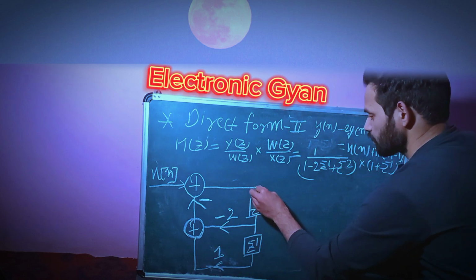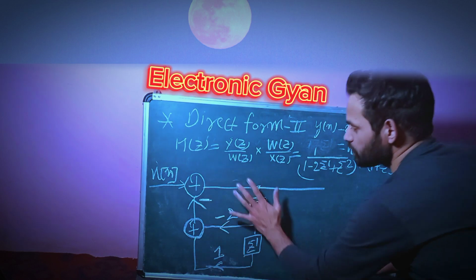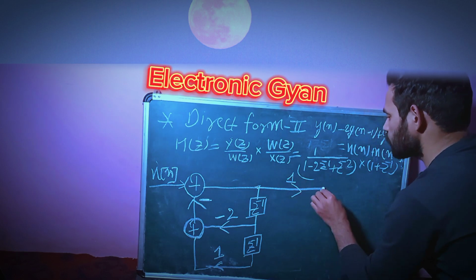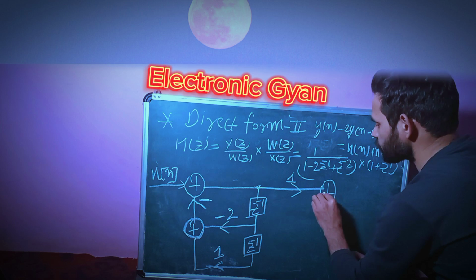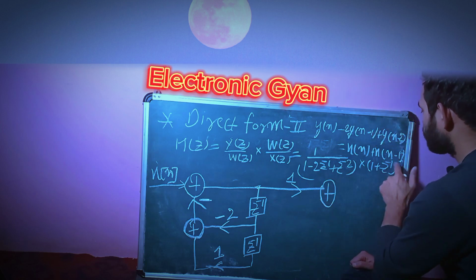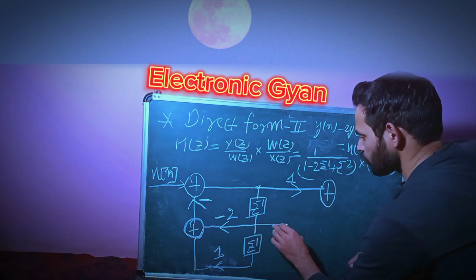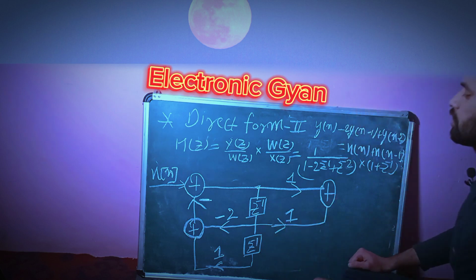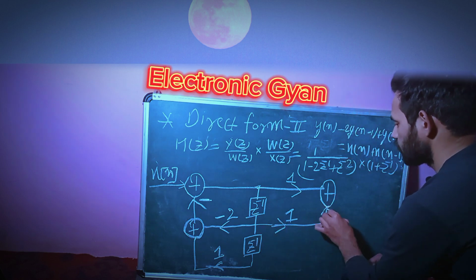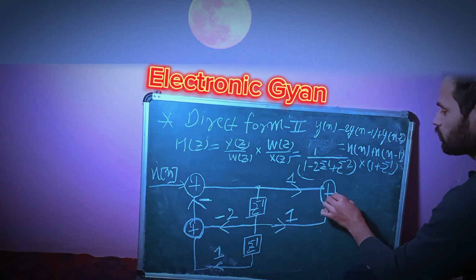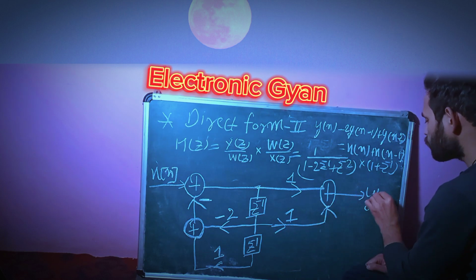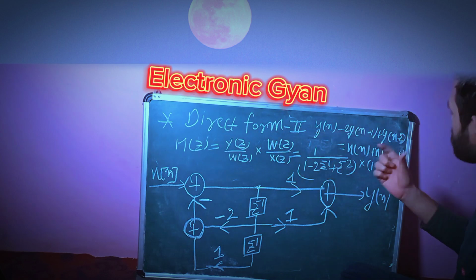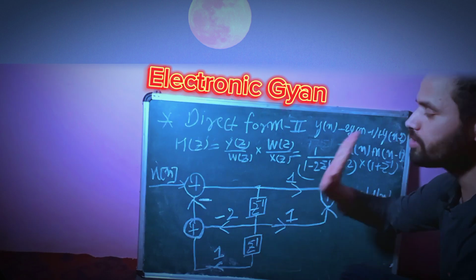Okay, now this feedback path is followed by the forward path. What is my forward path? Here, with gain 1, this is my forward path, with a delay of 1. Here the gain is 1, so it is delayed by 1 only, and here the output is y of n. So this is my direct form 2 representation for this difference equation that we have drawn here.